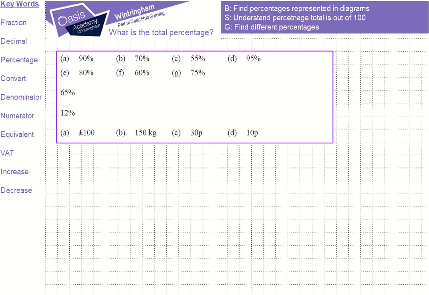Okay, the answers are on the screen. Can you mark those, please? And that's it for this lesson.